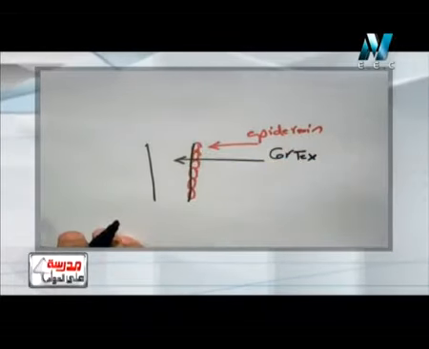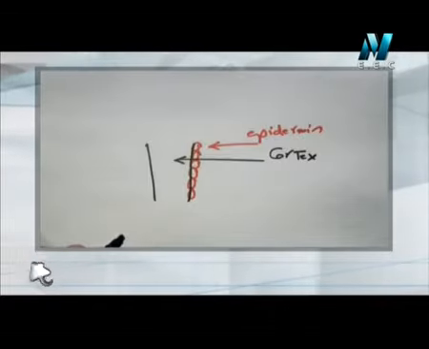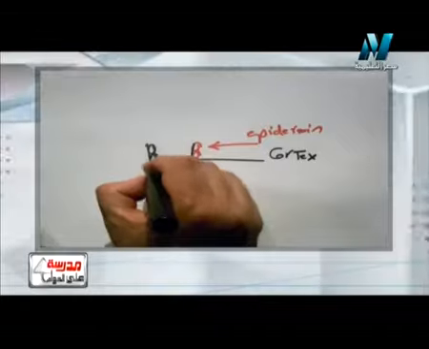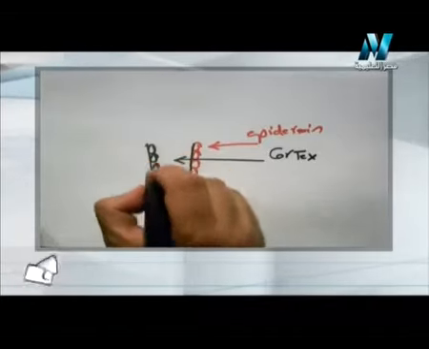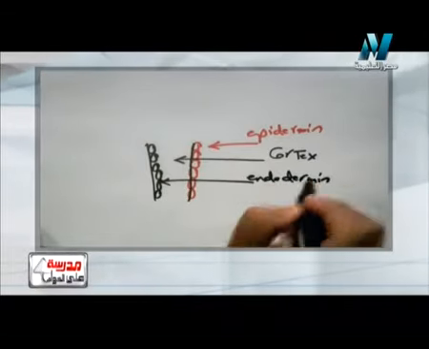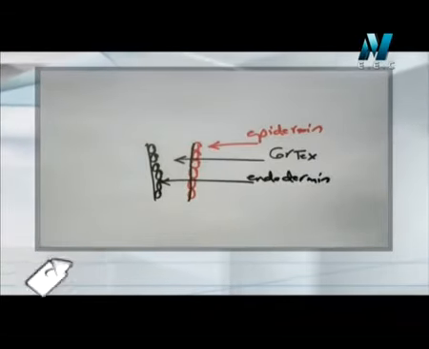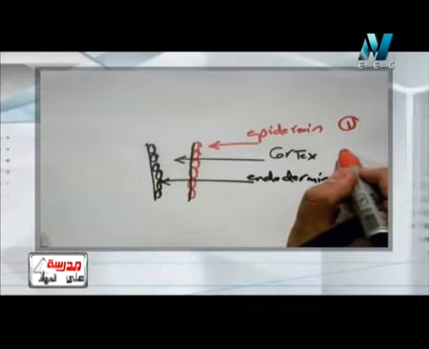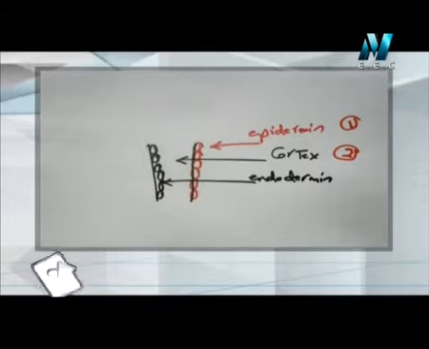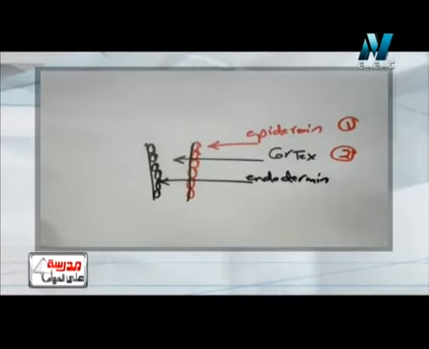But the last row of this layer we call the endodermis. Endodermis, but it's not a layer. So here we said the first layer is called epidermis, number 1. The second layer, cortex, number 2. But endodermis is not a layer. It is a part of the second layer, which we called the endodermis.